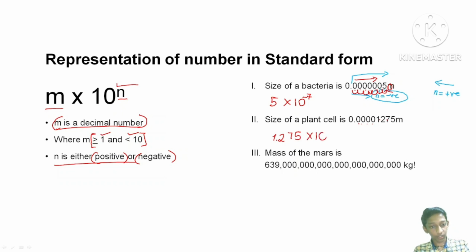into 10 raised to the power of n. N can be either a positive exponent or a negative exponent. In this case, n is a negative exponent because the decimal is moving from left to right to change it into standard form. So let's write a minus sign. Now let's see how many places we have to shift the decimal point so that it comes beside 1. This is 1, 2, 3, 4 and 5.